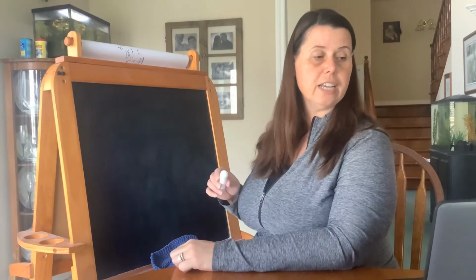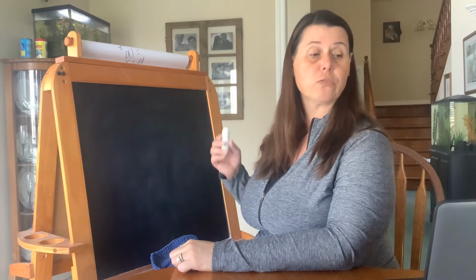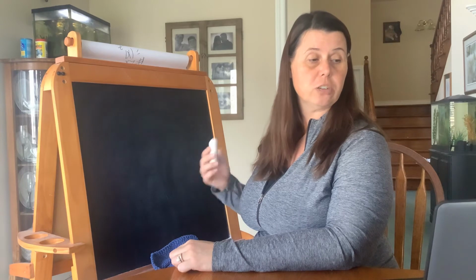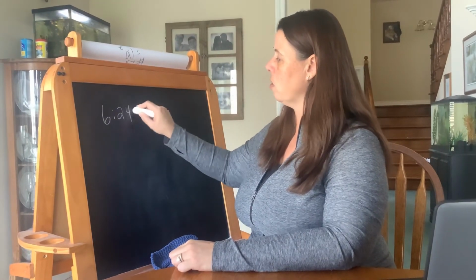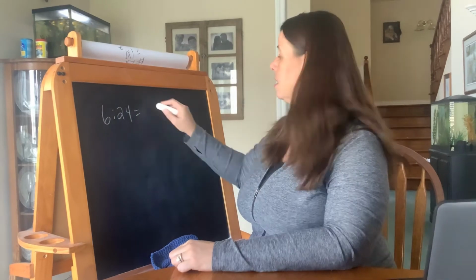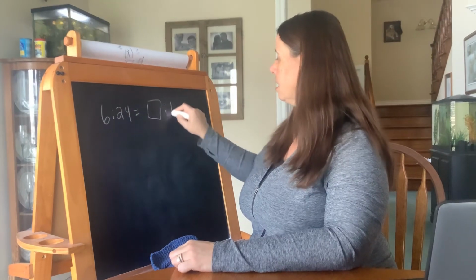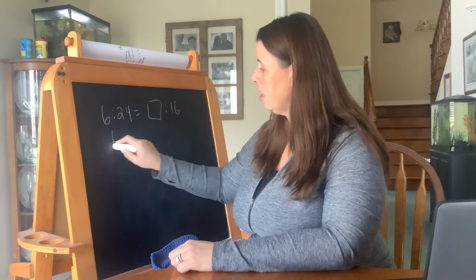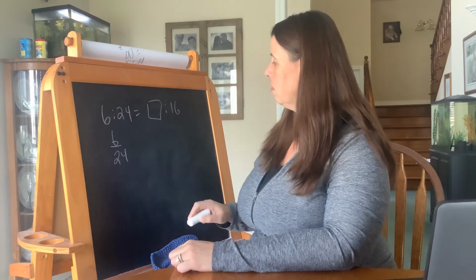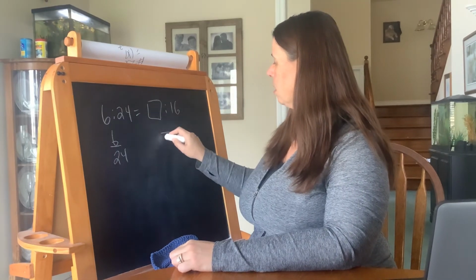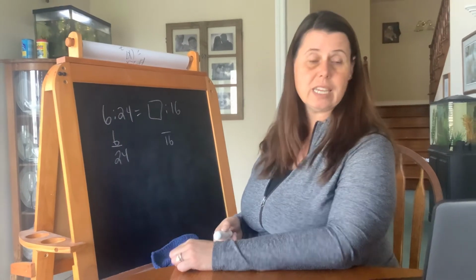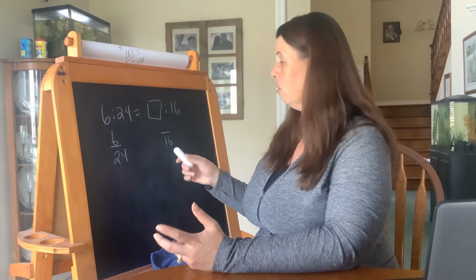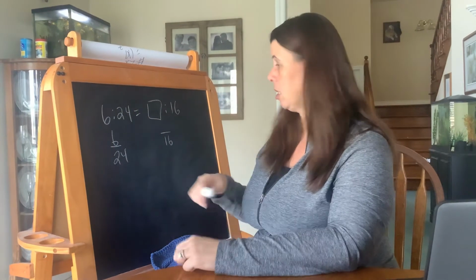Okay, last one. Solve the proportions by first writing the ratios using fraction notation. I can do that. So they've got 6 to 24 equals something to 16. So I'm going to rewrite it as fraction notation, and this is something over 16. We don't know what. I can't go from 24 to 16 easily, so we're going to go down to lowest terms.